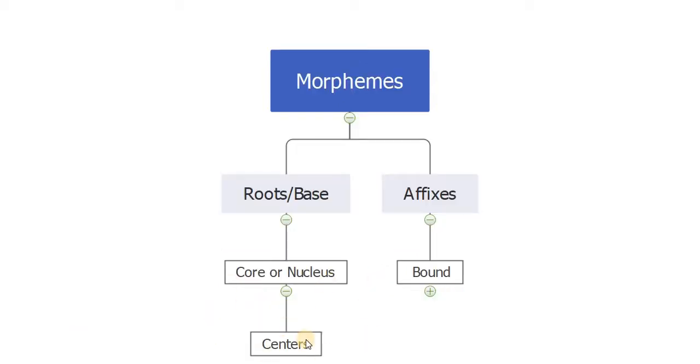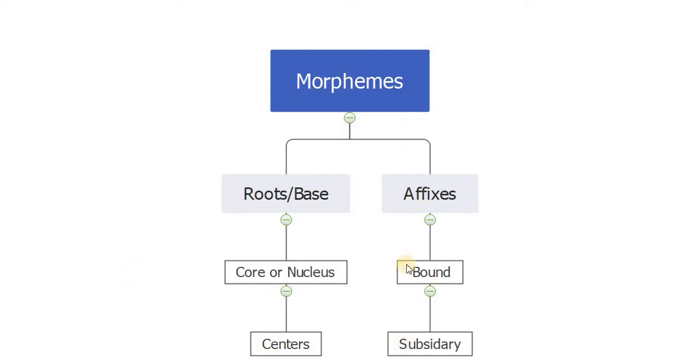Now the root or base are further known as centers because they form the center of the construction of words. So, they take the central part in the construction of the word. Since they form the major important part, roots or bases are also called centers. Now, affixes are also known as subsidiaries to the root. Since affixes are always attached to the core or nucleus, affixes are also known as subsidiaries to the root. I hope that it was clear.